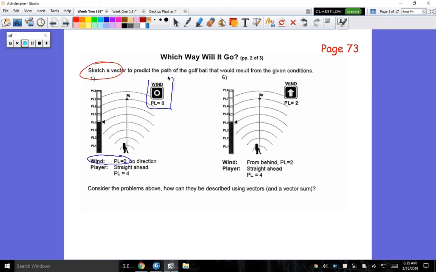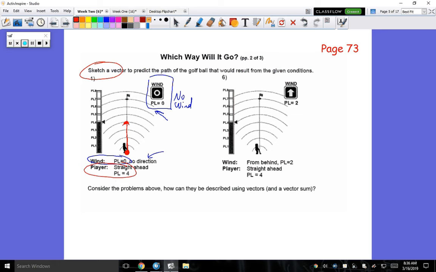Notice that the wind, think of L as the power level, if you will. The power level of the wind is 0, so it's not blowing in any direction whatsoever. So there's no wind for this first example. And straight ahead, we're going to have a power level of 4. This golfer is going to hit straight ahead at a power level of 4. 1, 2, 3, 4 is where this vector is hitting. The dot with an arrow shows where it began and what direction it is going.